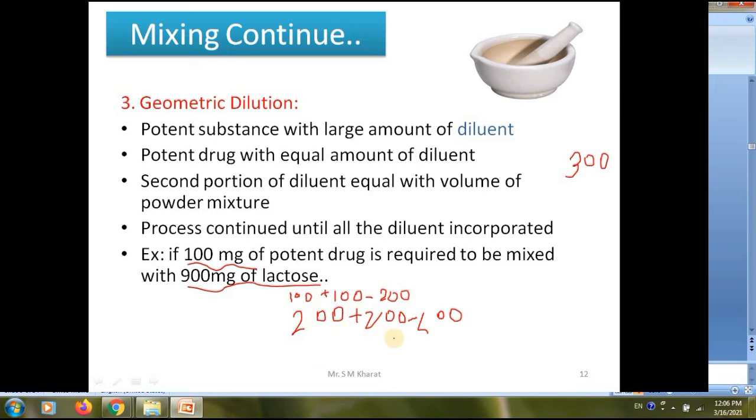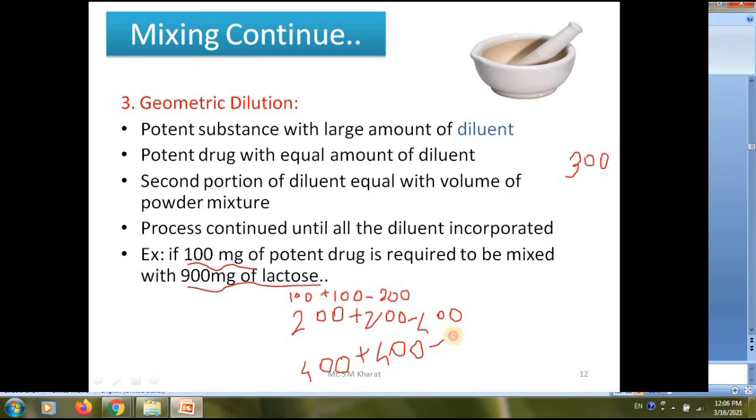In my third step, I will take this 400 mg. I am drawing with the mouse, so the figures are not as clear. I hope you understood these figures. This 400 is the previously triturated powder. Now I will add 400 more in this third phase of dilution. So I will add 400 mg of lactose over here, and I will again triturate it.